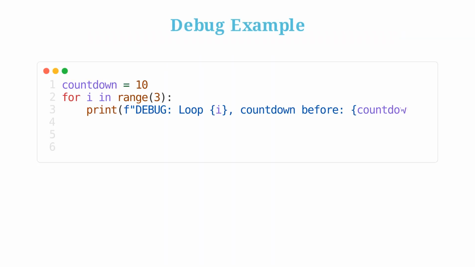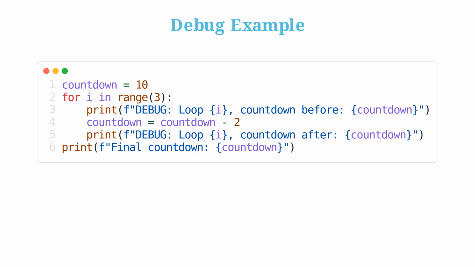Look at this debugging example. We add print statements before and after the calculation. This shows us exactly what happens. Loop 0 changes 10 to 8, loop 1 changes 8 to 6, loop 2 changes 6 to 4.